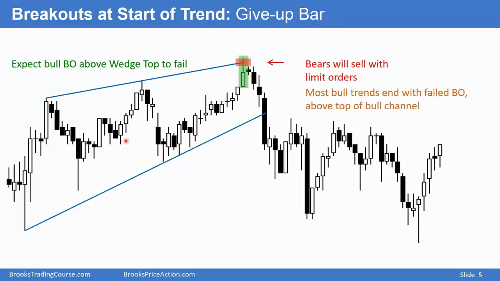Here we have a bull trend. We're trying to break above the top of the channel, but we have a tail and not a particularly big bull bar. Look at the follow-through after this bull bar, a bear bar. Bad follow-through.